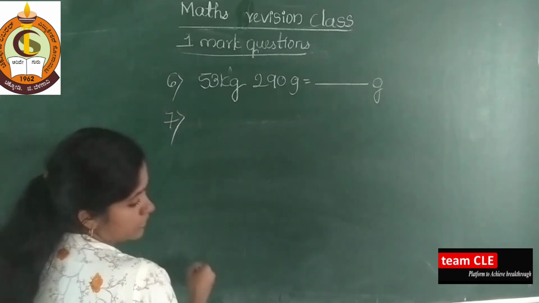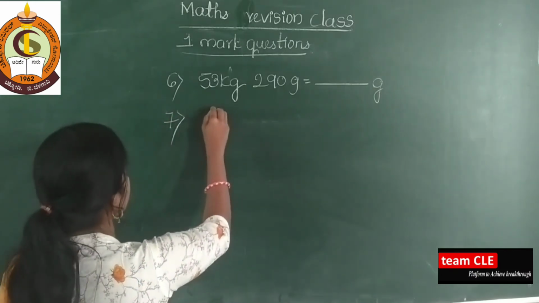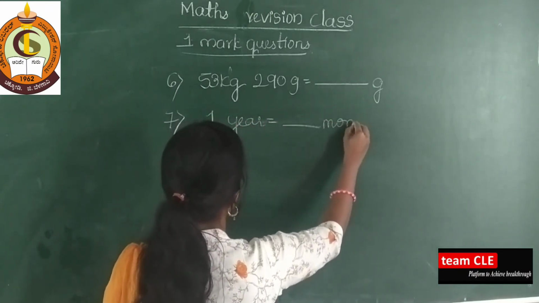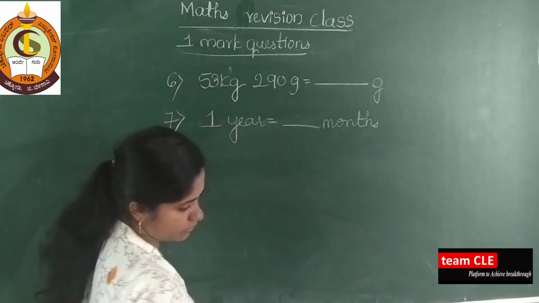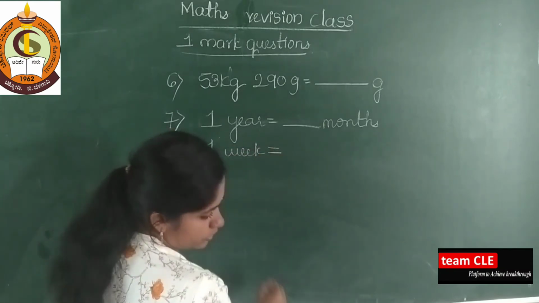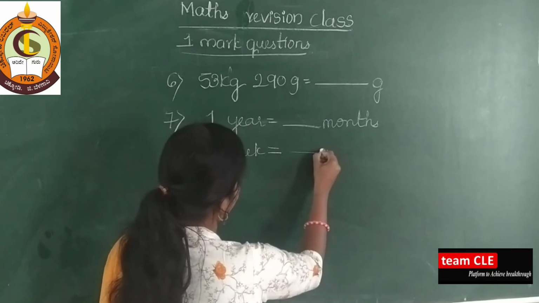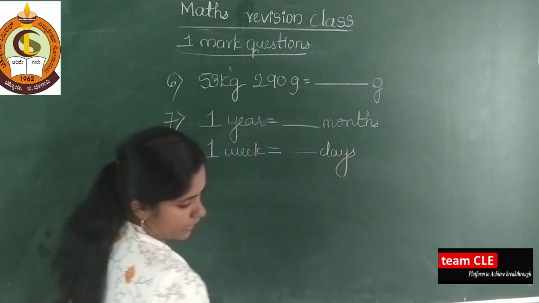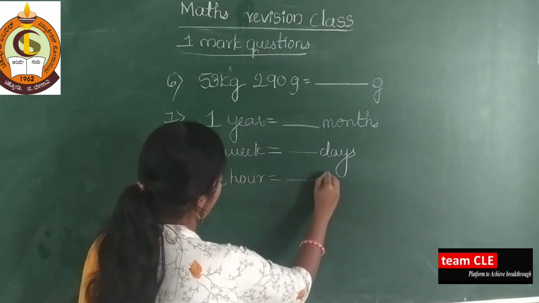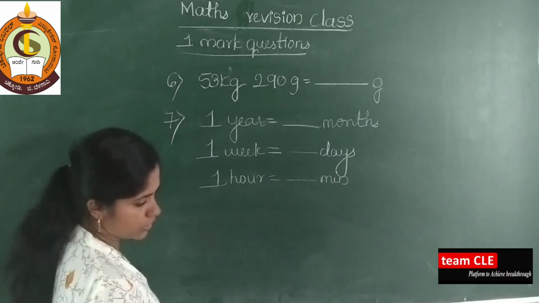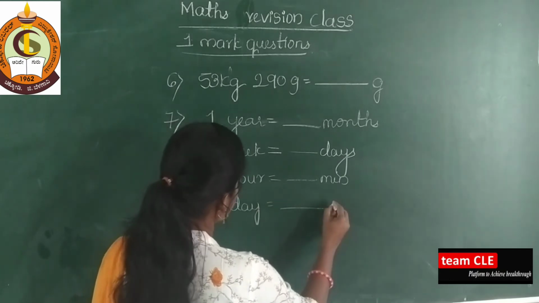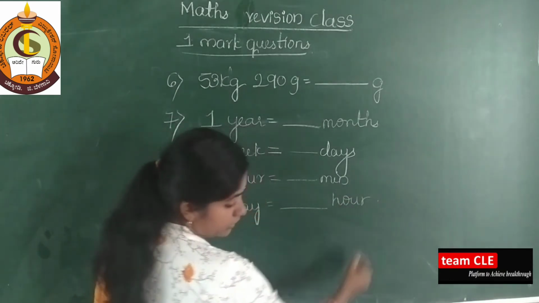Seventh one, and that is 1 year is equal to dash months. This is related to time lesson. 1 week is equal to dash days. Next, 1 hour is equal to dash minute. Next question is 1 day is equal to dash hour.